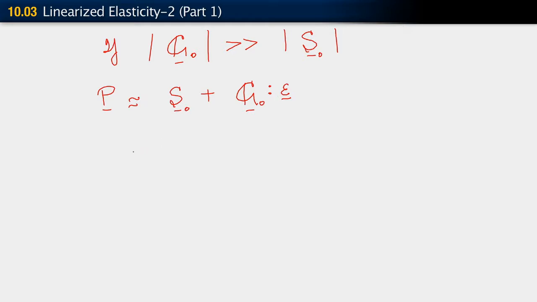And furthermore, it's just equal to C naught contracted with epsilon if we say that S naught is small, or if you neglect the residual stress, or if you say there is no residual stress. Then you have again the first Piola-Kirchhoff stress is pretty much the same as the second Piola-Kirchhoff stress. And this process really goes on. If you now consider the Cauchy stress, or let's first look at the Kirchhoff stress.